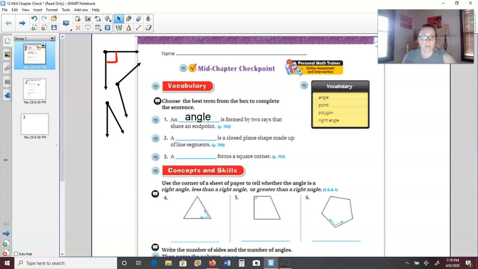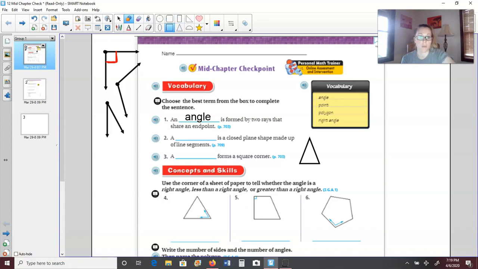Number 2, a blank is a closed plane shape made up of line segments. So it is a closed plane shape made up of line segments. So closed, we know what that means. It's not open, but closed. So all of the sides are connected. Plane shape means that it's just a flat shape on paper. And line segments tell us that they are straight. So that could be a shape such as a triangle, because it has all straight sides and it is closed and it is a plane figure.